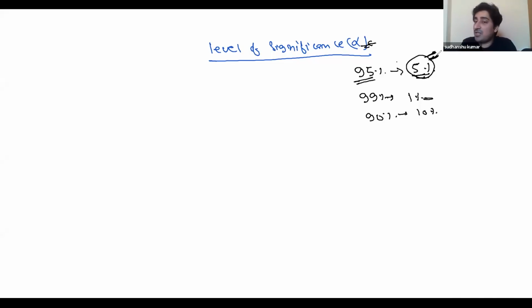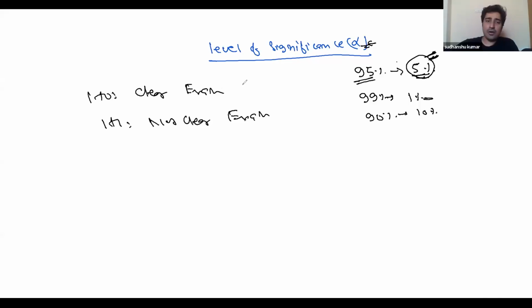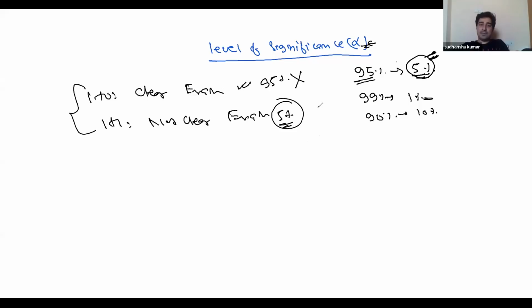Whatever you have assumed, your null hypothesis is what? Null hypothesis is clear the exam. Your alternate hypothesis is not clear the exam. So your null hypothesis is supported by 95%, and your alternate is supported by 5%. So 5% is basically the critical region, critical value, alpha, or level of significance for you. If you perform a test and your probability comes inside this 5%, then you will be able to reject the null hypothesis and accept the alternate hypothesis.